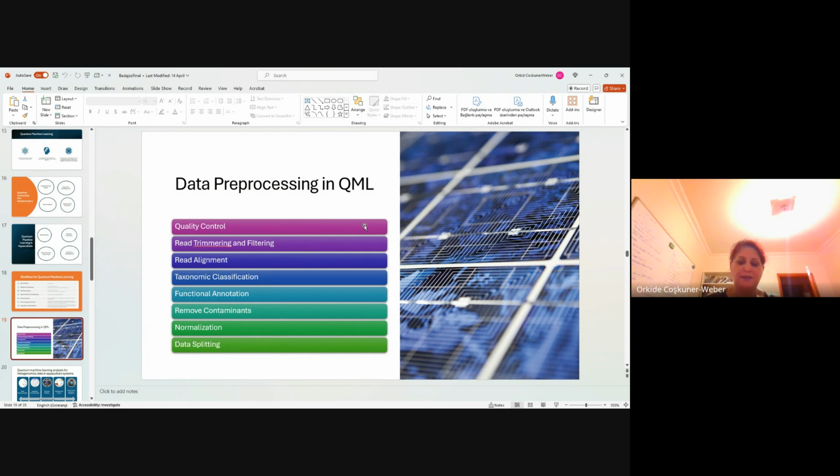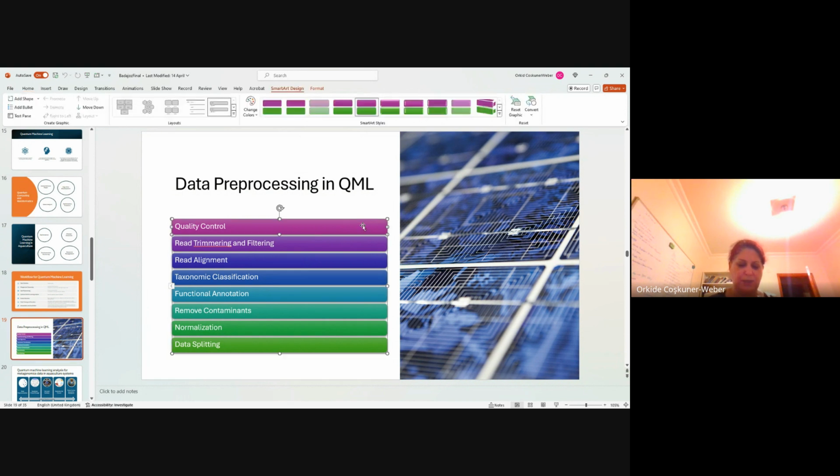We format the pre-processed data into a suitable input format for quantum machine learning algorithms. For this step, we have to convert the taxonomic or functional annotations into numerical values or features that can be used for model training and analysis. We split the pre-processed data into training, validation, and testing sets for model development and evaluation, and we do this randomly.